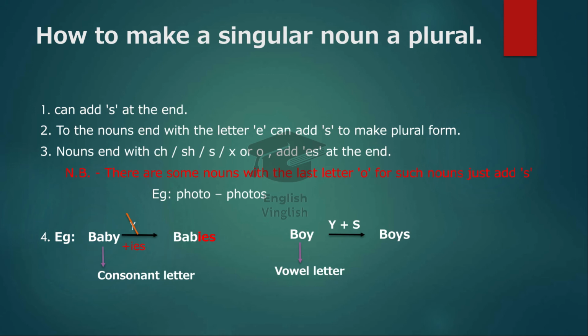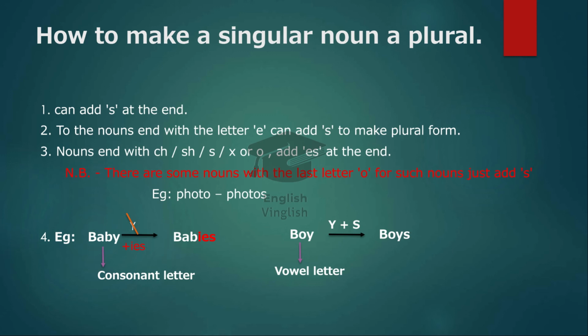Fourth one, if a noun ends with the letter Y and before that it has a consonant letter, you have to deduct Y and add IES to make it a plural. If the last letter is Y and before that it has a vowel letter, you have to just add S to make it a plural.